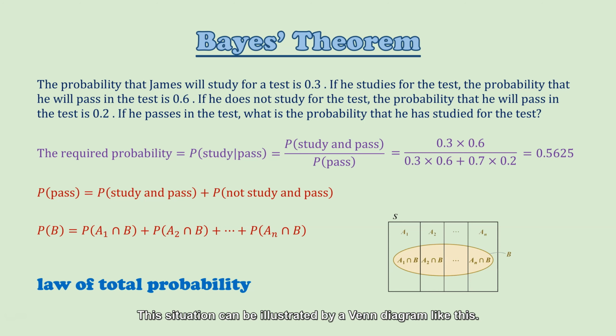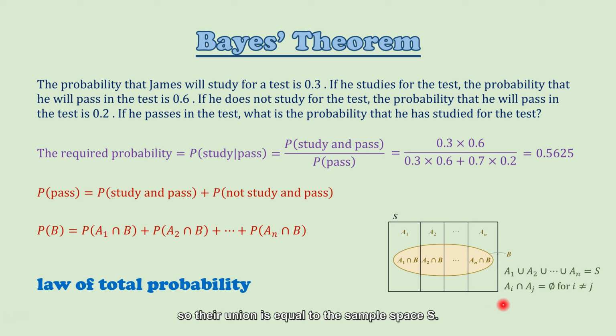This situation can be illustrated by a Venn diagram like this. The events A1, A2 to An are exhaustive, so their union is equal to the sample space S. Also, these events are mutually exclusive, so their pairwise intersections are all empty sets.